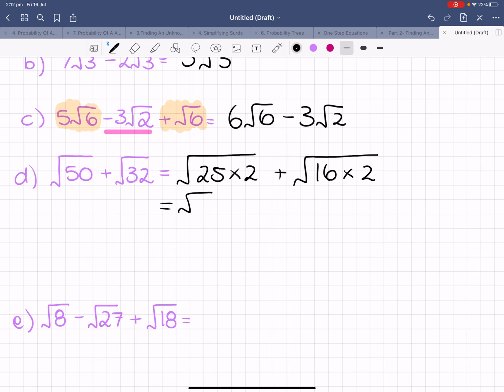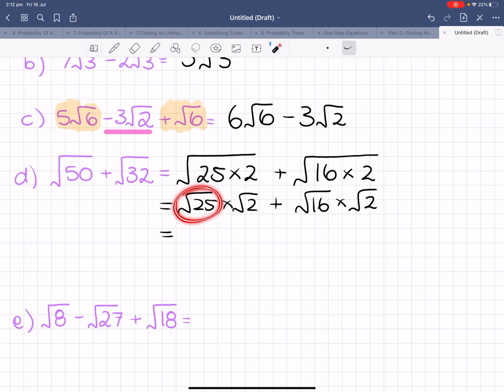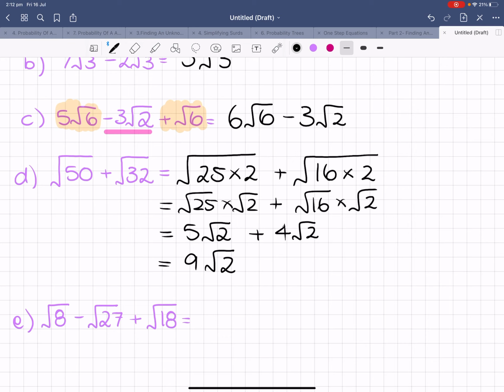Remember, this is the same as the square root of 25 times the square root of 2 plus the square root of 16 times the square root of 2. The square root of 25 is just 5, so we get 5 square root 2, plus this becomes 4 square root 2. Now they are like surds, and together they make 9 square root 2. So you want to change them so they're the same. You cannot add these together. This is not the square root of 82. Not a thing.